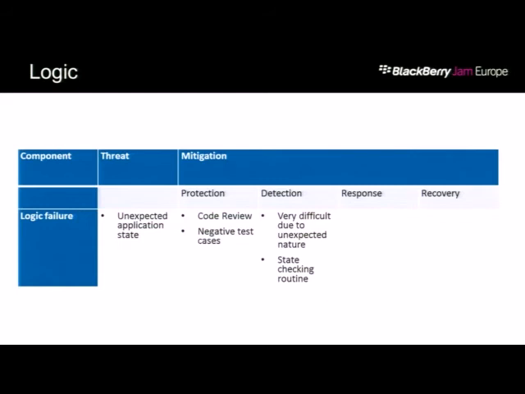Well, it's unexpected state, so that's very difficult to detect in the first place. You could have a state checking routine, but that gets really complex. If that's running in the background checking that variables are not set and are set and so on, if you've got a complex application, that gets really hard. So your best line of defense for this is to have the negative test cases, try out the functionality, do things that the application shouldn't really do. And then, again, lock it out, fix the vulnerability.